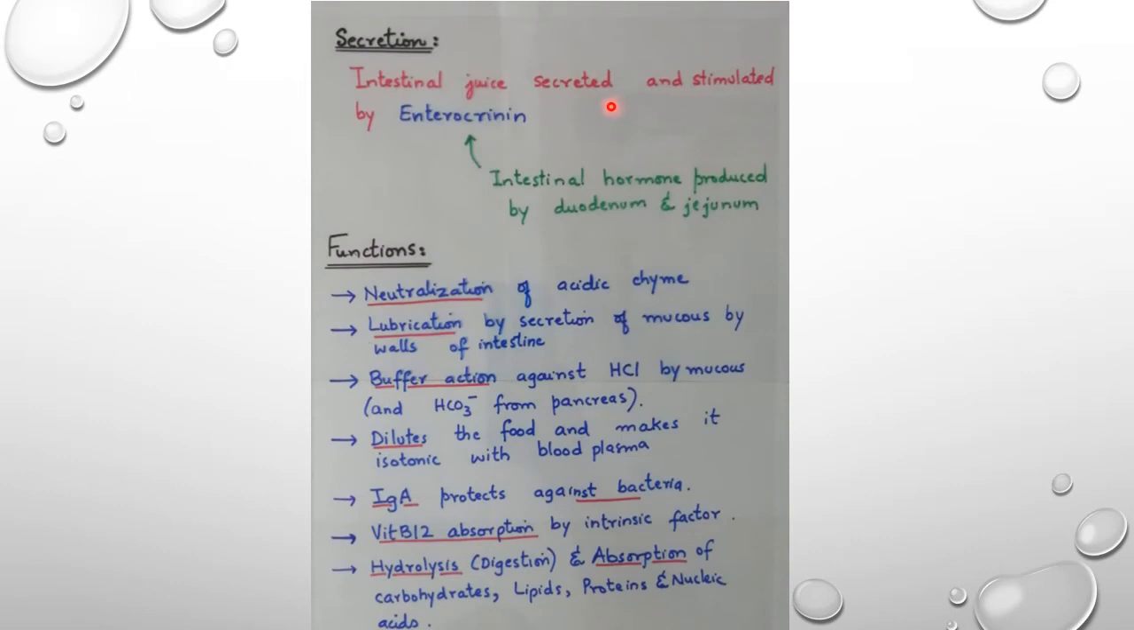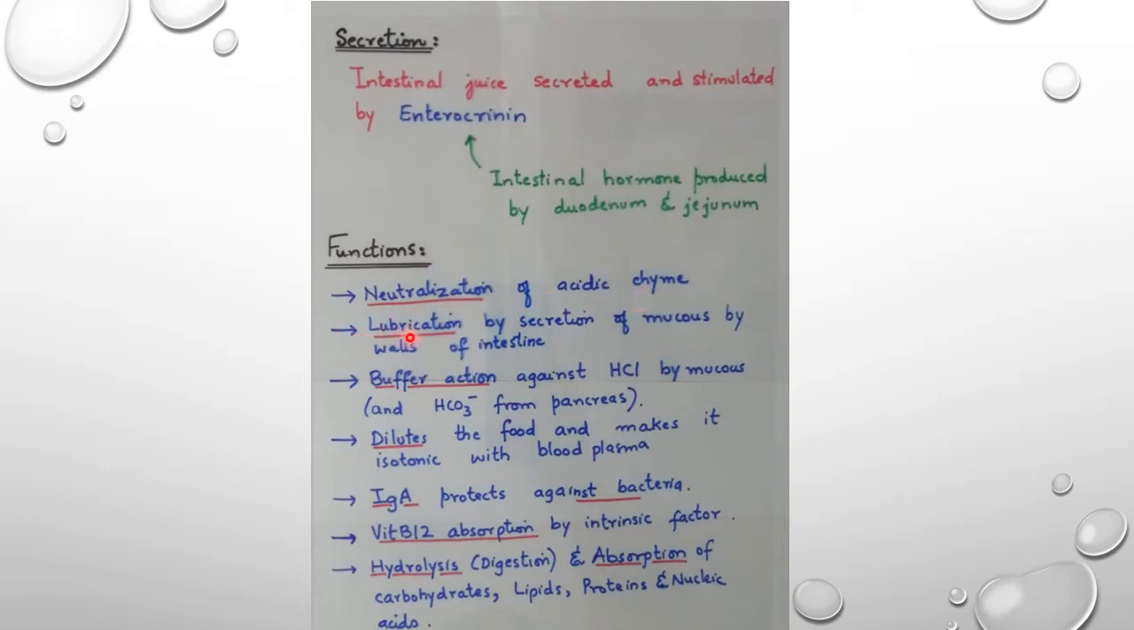Stimulation and secretion of intestinal juice take place with the help of a very specific hormone which is released by the duodenum and jejunum, and this is called enterocrinin. Now, what are the functions of intestinal juice? It helps neutralize acidic chyme that arises from the stomach.